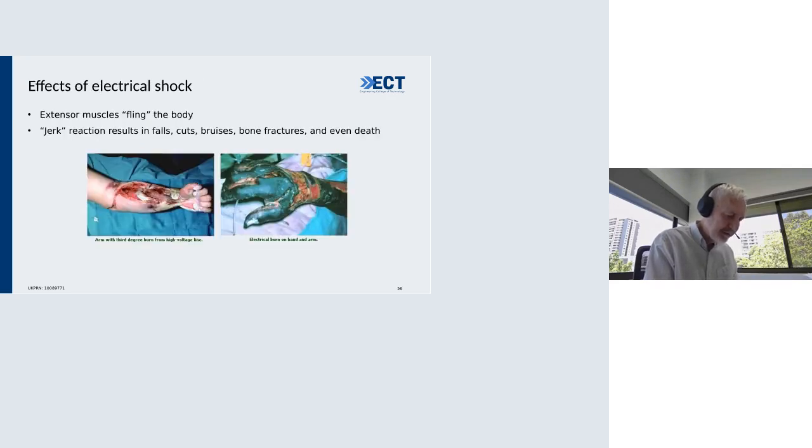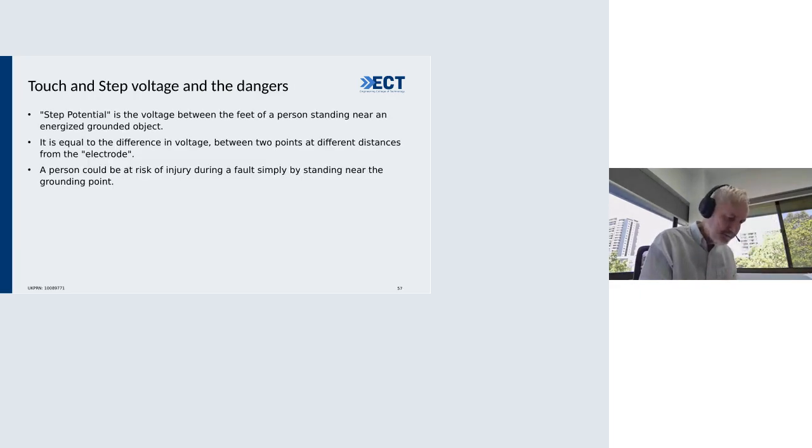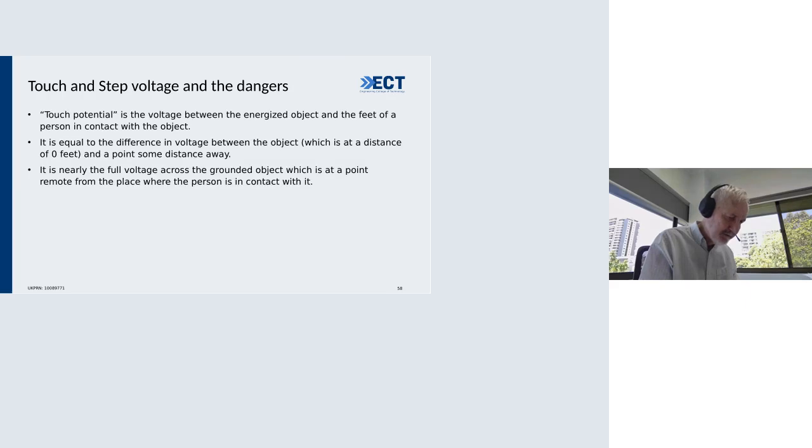And what's worse about electric current, if you're touching something, your hands close around what you're touching. So to pull it off is quite hard. So obviously to be avoided.